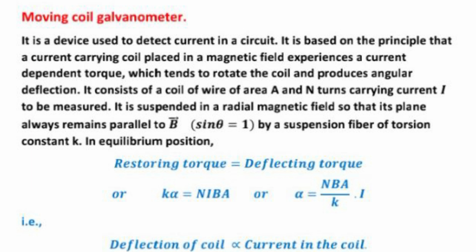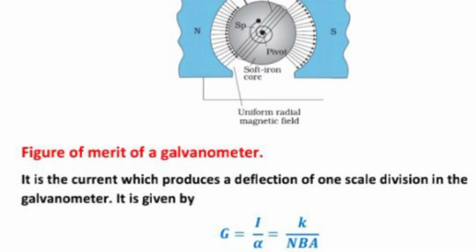Now, current sensitivity of a galvanometer. It is the deflection produced in a galvanometer when a unit current flows through it, and current sensitivity will be equal to alpha upon I, that is N B A upon K. Now, voltage sensitivity of a galvanometer. It is the deflection produced in a galvanometer when a unit potential difference is applied across its ends. Voltage sensitivity will be alpha upon V, which is alpha upon I R, and it will be written as N B upon K R.